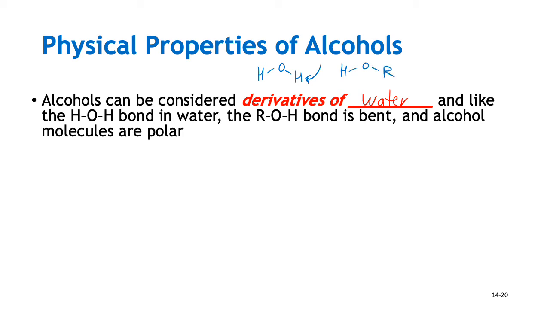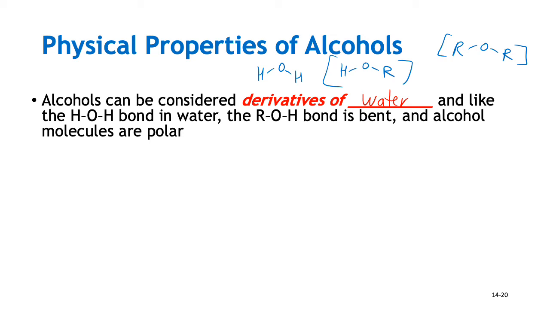Okay? And what happens if you replace that H with another R? You get an ether. So that's what we want to look at, okay? All these are just derivatives of water. So you're sequentially changing an H for an R group, which is nothing more than a hydrocarbon.